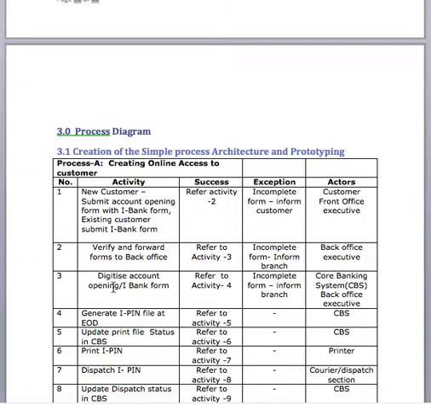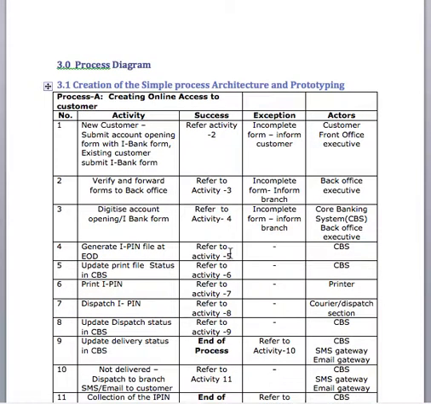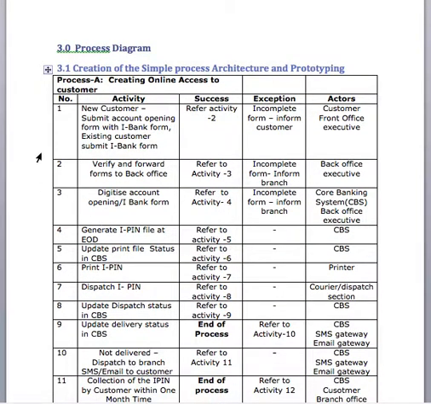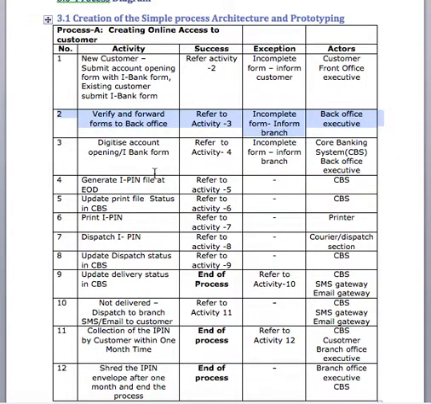Then comes the process diagram. So if you see the process, what are the activities there, and then success criteria, exception, and actors, who are the actors. So it's a very simple and nice way it is created. Like the first one is new customer, submit the account opening form with iBank form, and existing customers submit iBank form. So if it is a new and existing customer, right, then it is verify and forward. So this is how the process diagram was created.